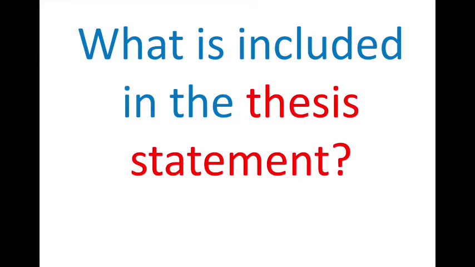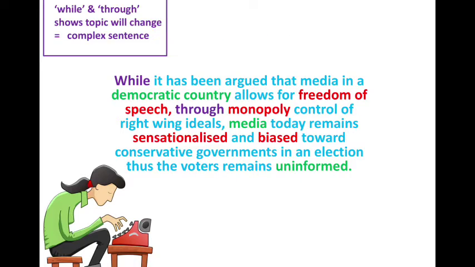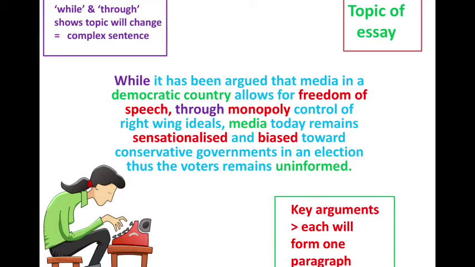That then leads into the thesis statement, which will be a complex sentence. It's going to be a fairly long sentence. While as an independent clause, it depends on what's next. So while it's been argued that media in a democratic election allows for freedom of speech, and you can see I need to finish this sentence through blah, blah, blah. I have the topic of the essay, and that is democratic election, a democratic country, media, uninformed, and the key arguments that are going to form a paragraph: freedom of speech, monopoly, sensationalised and bias.